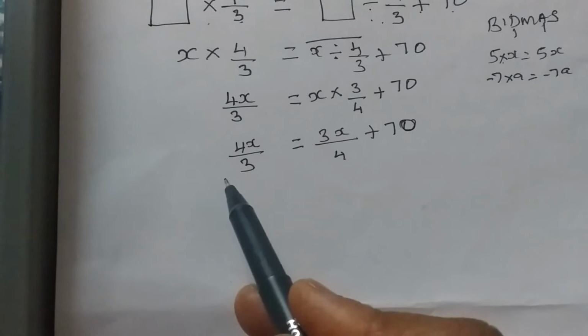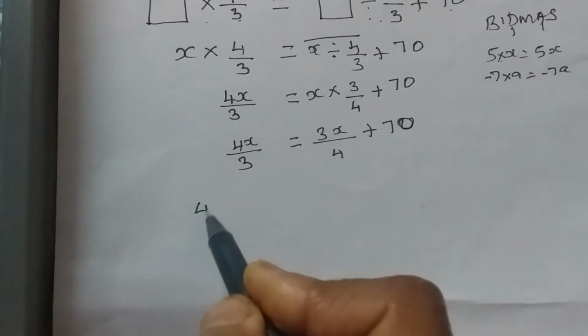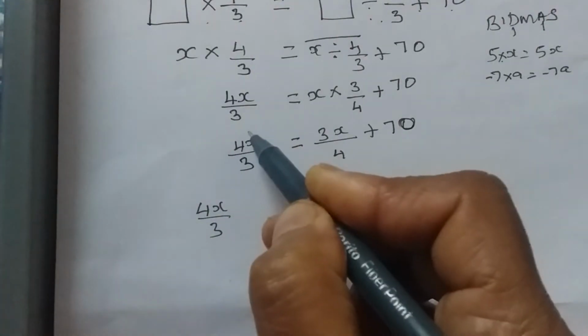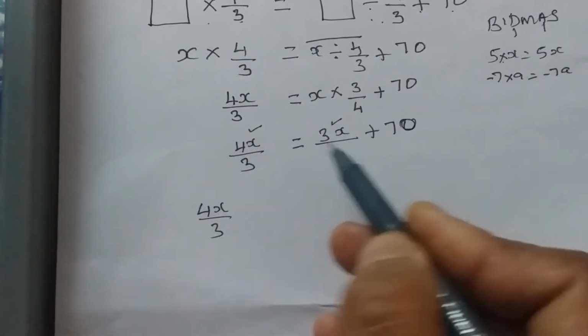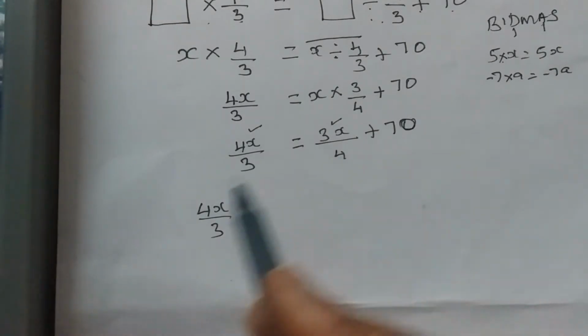Bring all the unknowns to one side. So what shall we do? 4x by 3, this is the x term. It is on the left hand side. 3x by 4 is also an x term. Bring all the x terms to one side. We'll bring it to the left hand side.